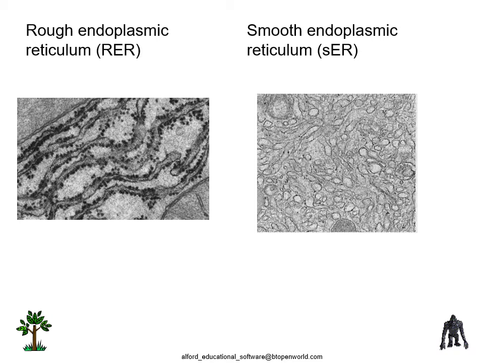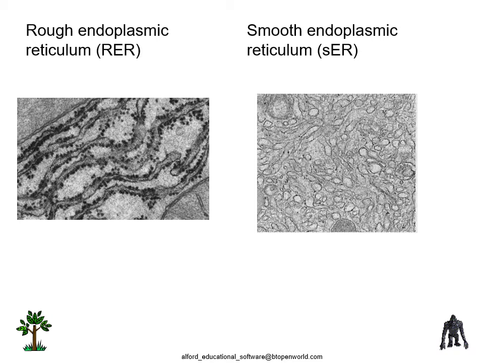Again, this is continuous, but it doesn't look very continuous in this electron micrograph, because we've sliced through the sample and we're looking at it in this plane of view, so we can't see where these discs are connected to each other. But they are, because it is a system of interconnected membrane sacs. It's just that these membrane sacs don't look like they're connected in this particular image.